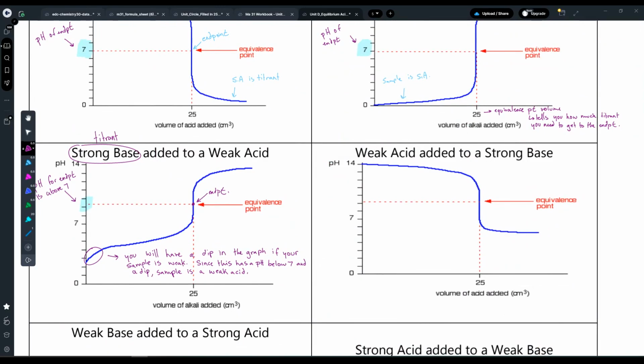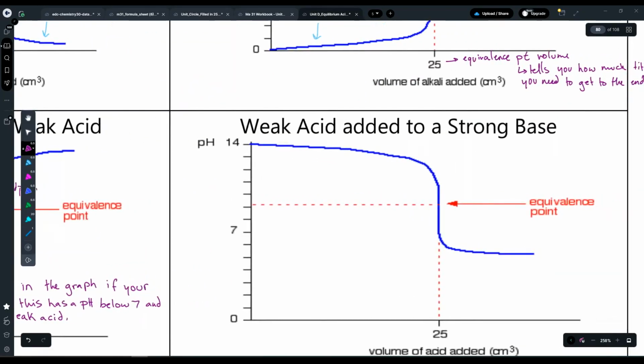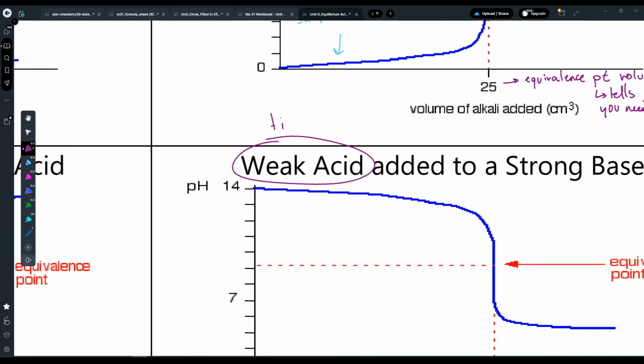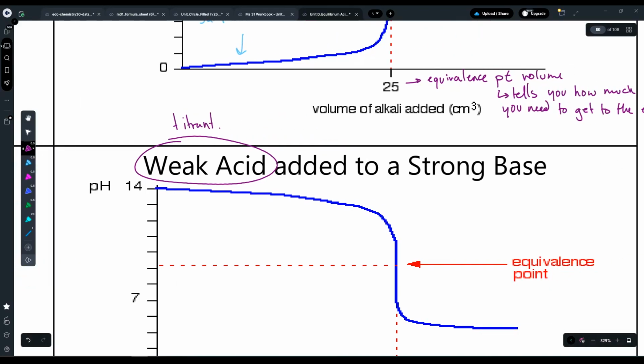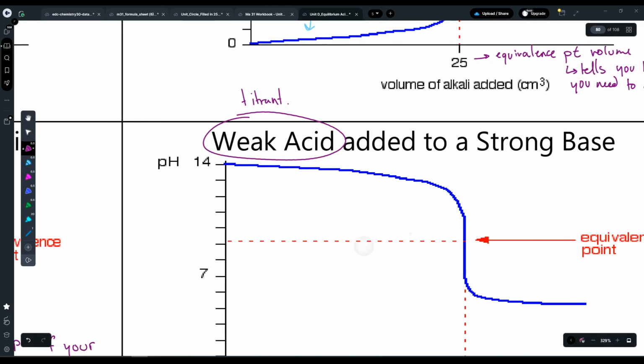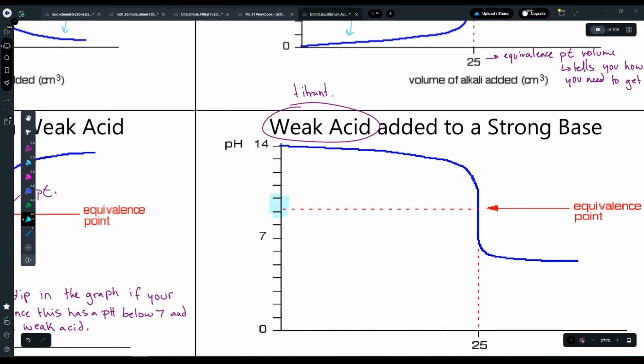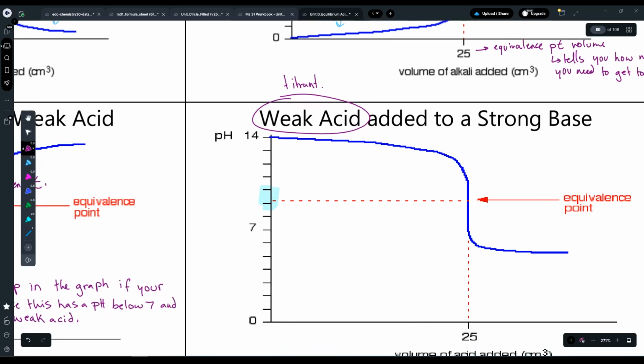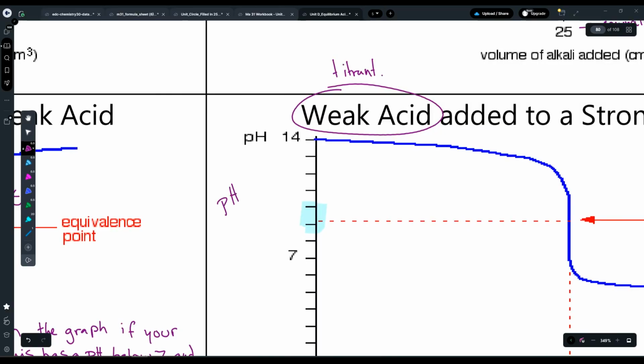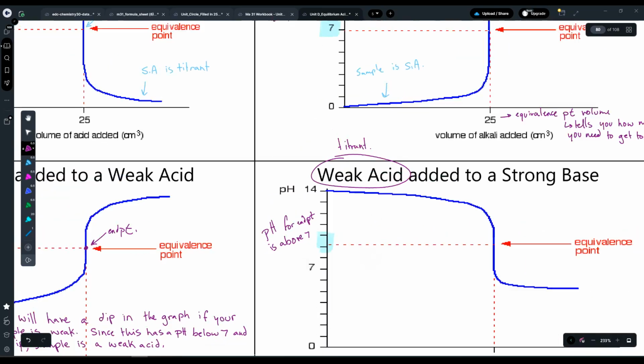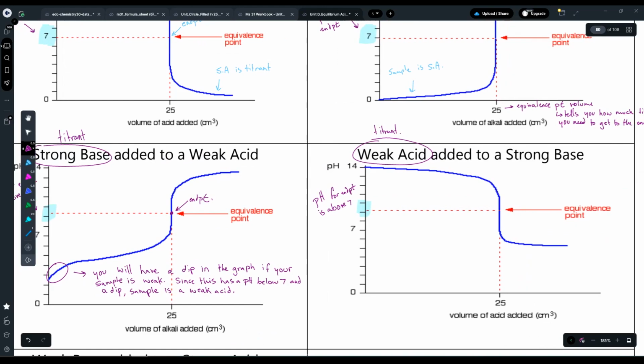Now, for the other way around, if your titrant is a weak acid and your sample is a strong base, your endpoint will still occur above 7. So basically, if you're mixing a weak acid with a strong base, the endpoint will be above 7, whether your weak acid is in your sample or your weak acid is your titrant.